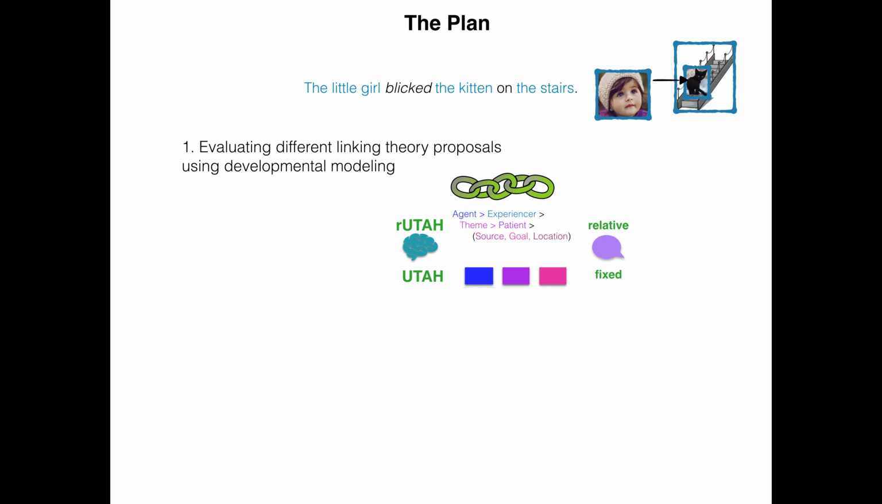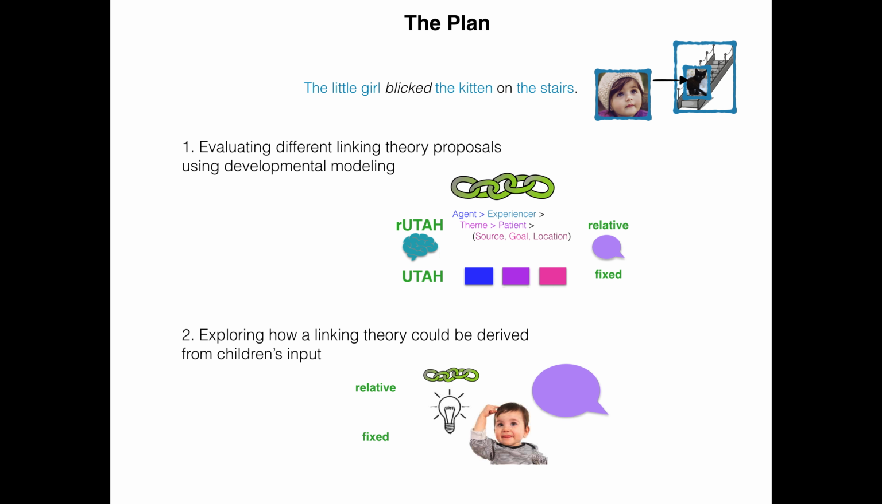And so using that, what I want to do today is first talk about evaluating these different linking theory proposals using developmental modeling. And then what we'll find is that the derived theories, the ones where you don't build in the mapping, are actually quite compatible with children's observable behavior. So we're going to use quantitative methods to explore how a linking theory could actually be derived from children's input.